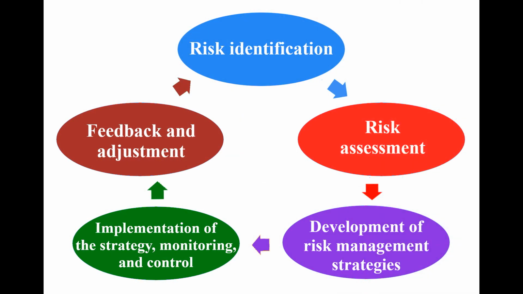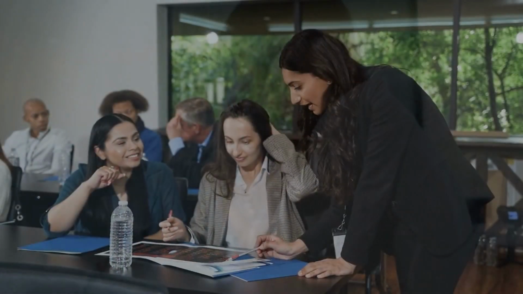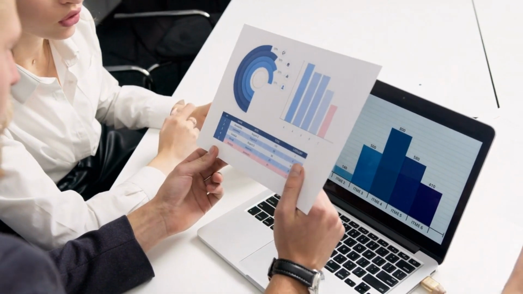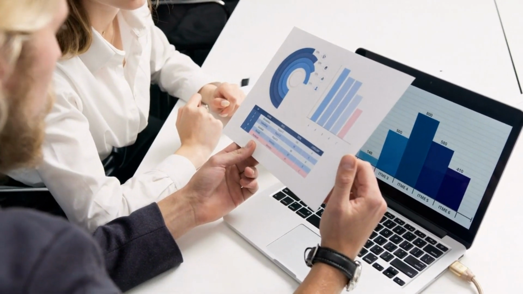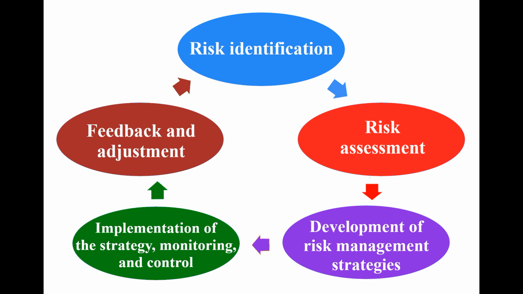The fourth stage is the implementation of the strategy, monitoring, and control. At this stage, the chosen strategies are implemented, and situations are continuously monitored to respond promptly to changing conditions and to assess the effectiveness of the measures taken. In addition, at this stage, responsible individuals are identified, resources are allocated, and deadlines for risk management activities are established. Regular reviews and updates of risk management plans are conducted in response to changing conditions and new threats.